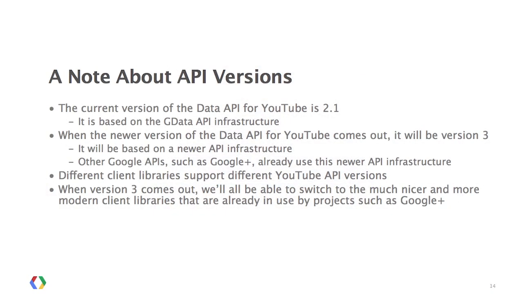Now, let me share a note about API versions. The current version of the Data API for YouTube is 2.1. It's based on the GData API infrastructure. When the newer version of the Data API for YouTube comes out, it'll be version 3, and it'll be based on a newer API infrastructure. Other Google APIs, such as Google+, already use this newer API infrastructure. Different client libraries support different YouTube API versions, so it's important that you pick the right client library for the right API version. When version 3 comes out, we'll all be able to switch to the much nicer, more modern client libraries that are already in use by projects such as Google+.